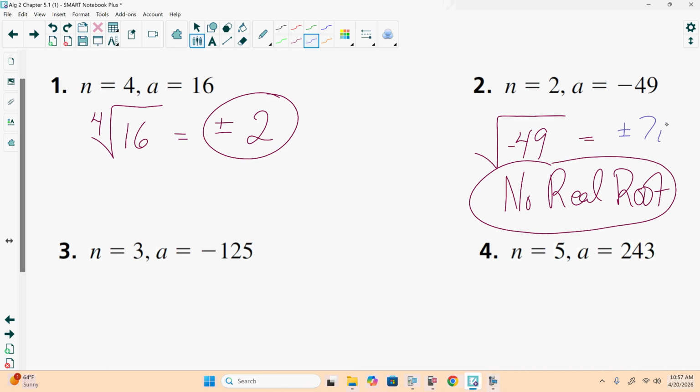But these here, and especially on the homework, are asking for real roots. What are the real solutions for this? 7i and negative 7i are not real numbers. Since it tells us we specifically want the real values, we don't have any real values. Does that make sense?